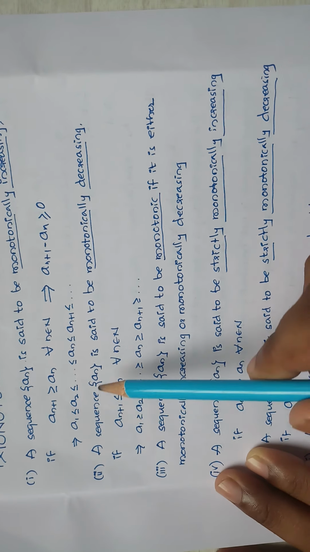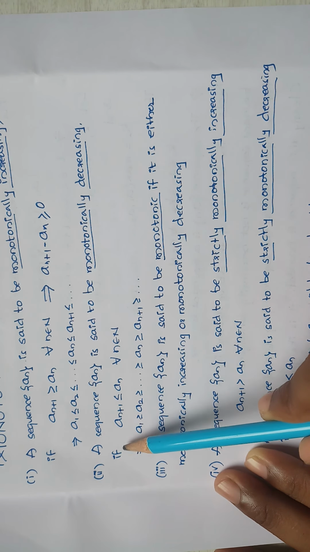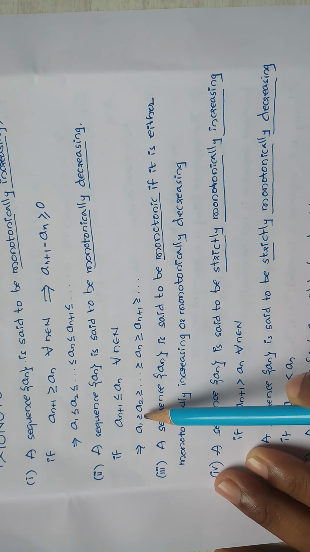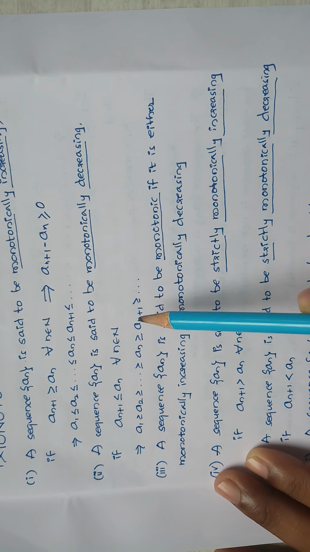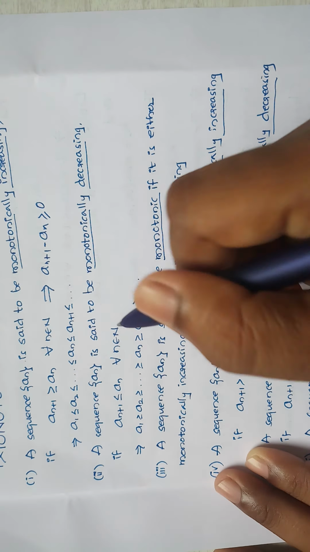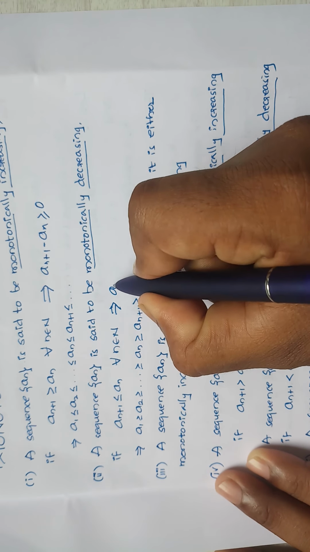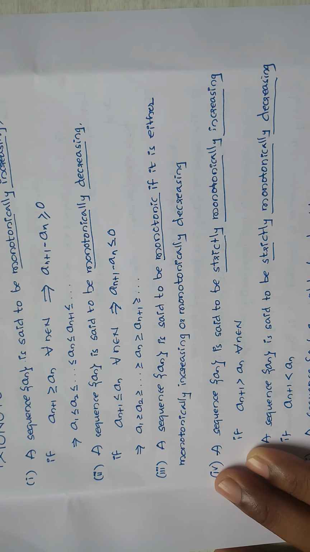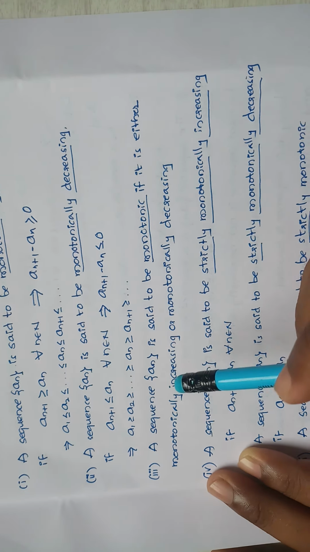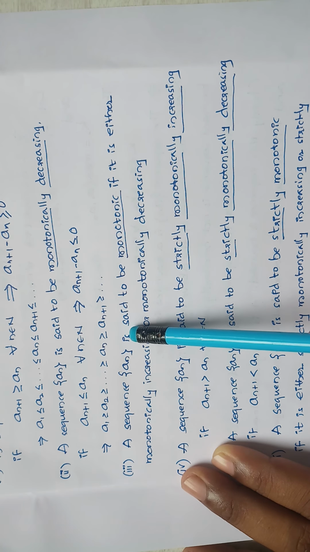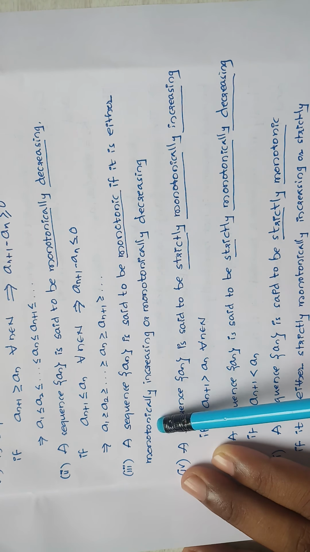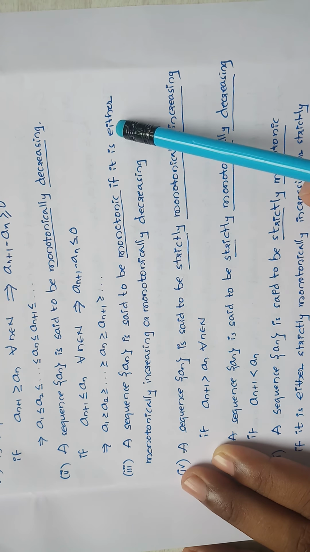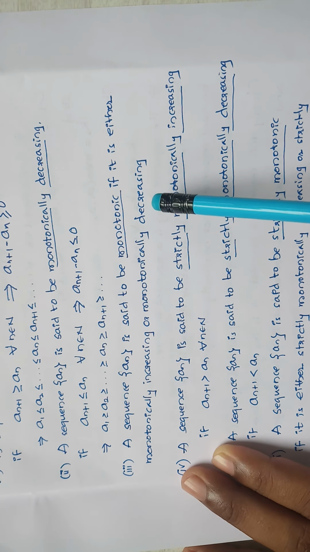Next, a sequence a_n is said to be a monotonically decreasing sequence if a_(n+1) is less than or equal to a_n for all n belongs to N. So here a_1 is greater than or equal to a_2, greater than or equal to a_n, greater than or equal to a_(n+1), or this can be expressed as a_(n+1) minus a_n is less than or equal to 0. A sequence a_n is said to be monotonic if it is either monotonically increasing or monotonically decreasing.